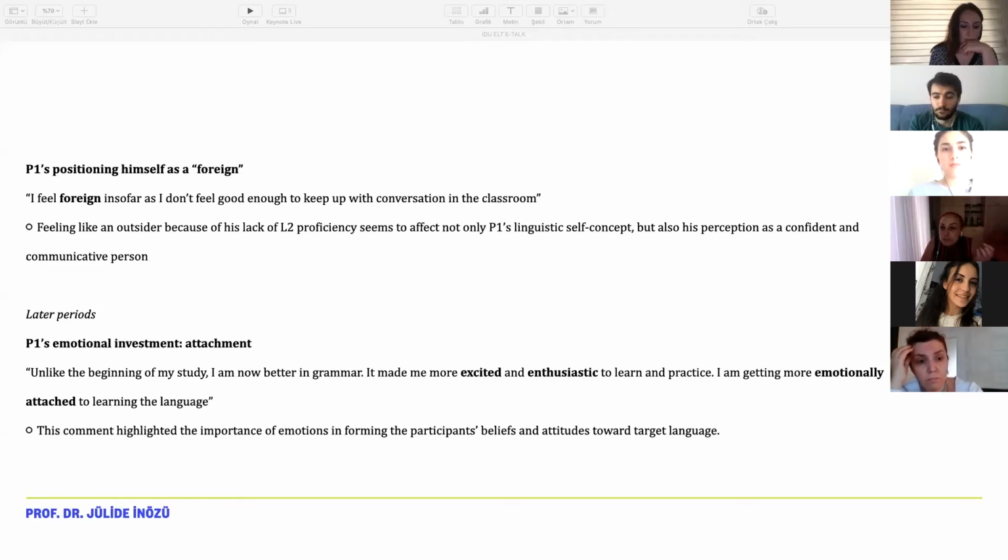He doesn't feel the ownership to learn the language, which is very important. So because of his lack of L2 knowledge, L2 proficiency, he says, I'm a foreigner. And this affects not only his linguistic self-concept, but also his perception as a confident and communicative person. It's not in this quote, but in another quote, he said that when it comes to using the mother tongue, he's a very talkative, very communicative person, but when it comes to speaking in this foreign language, he loses his confidence and avoids talking. He keeps his silence, he prefers being silent, just because of his positioning himself in this process.